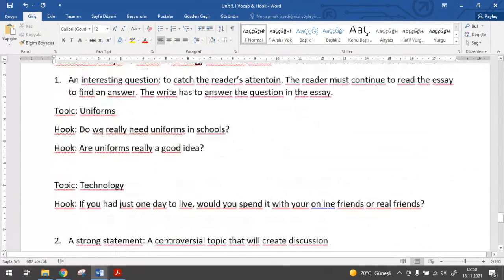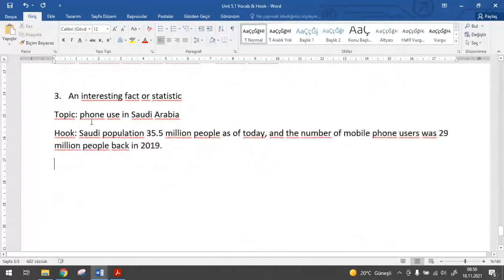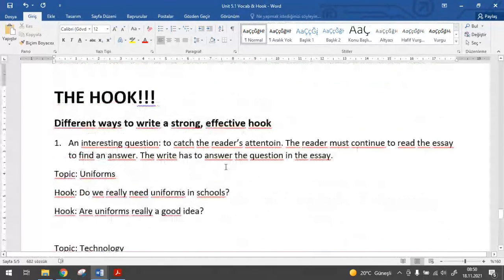So we looked at 3 different ways. There are more later. Maybe we can add a few more ways to write an interesting hook.